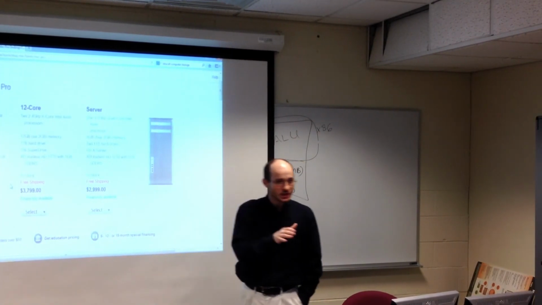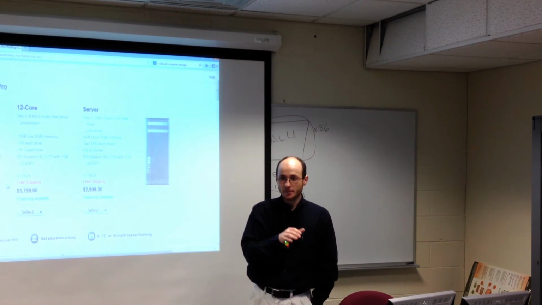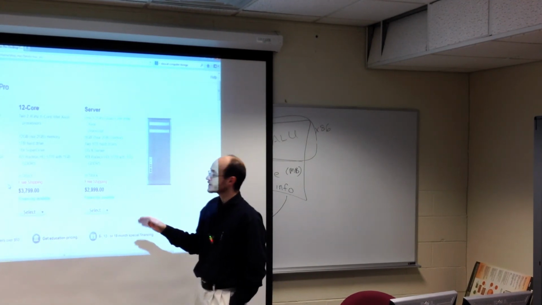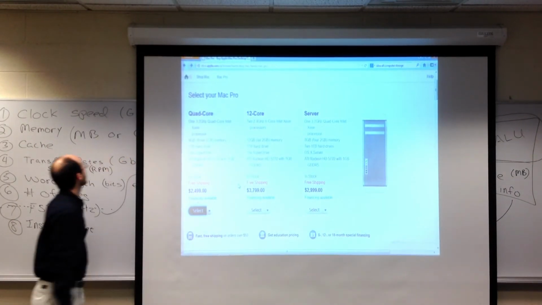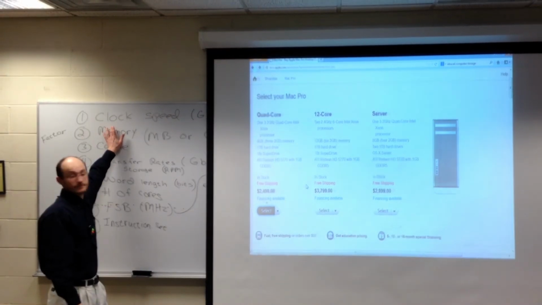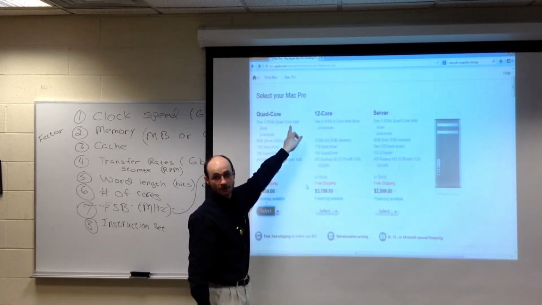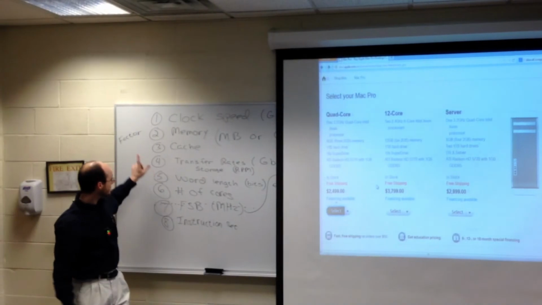Now, obviously, price is going to be a concern. But let's compare these models to see if there's a difference. First thing, this one has 3.2 gigahertz. So that's the clock speed, right? It also says this is quad core. That's this factor right here.